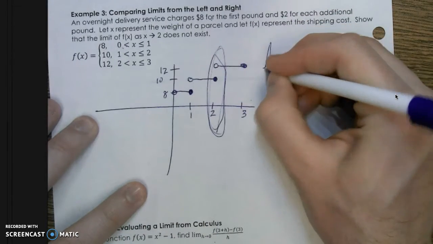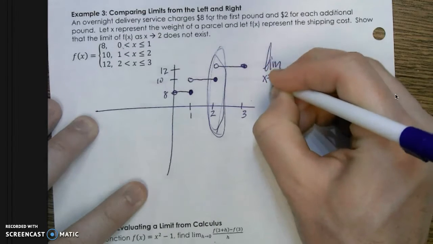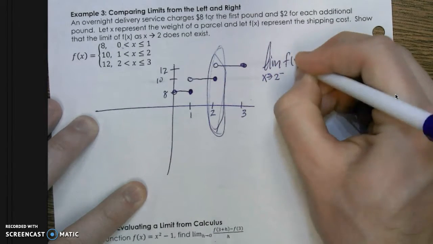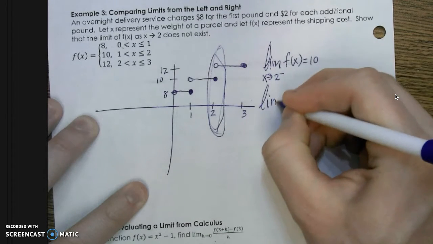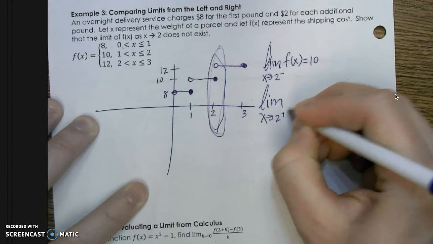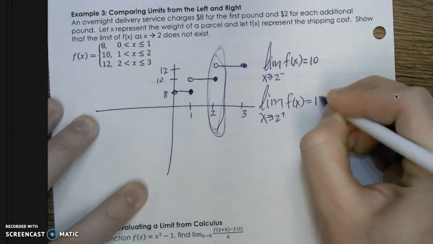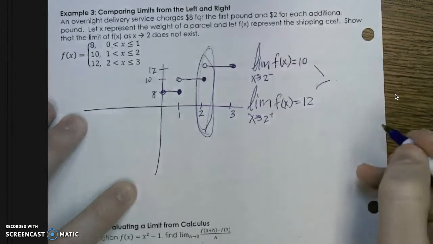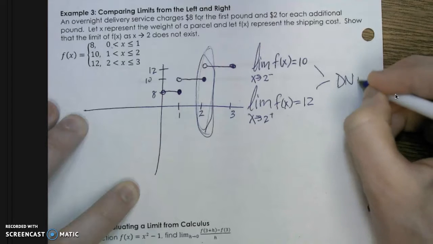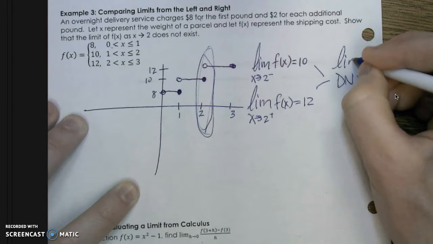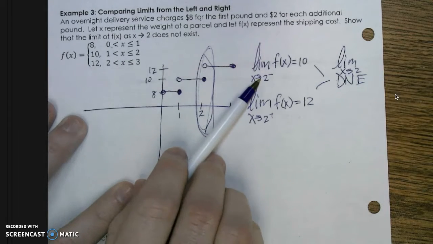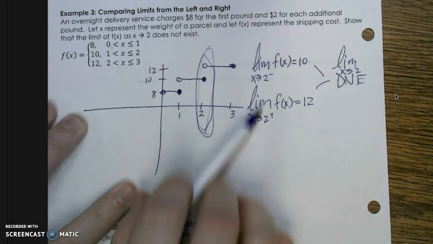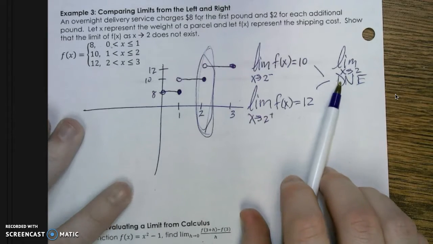And so we would say the limit as x approaches 2 from the left for the function is 10. The limit as x approaches 2 from the right is 12. And since they are not the same, then the overall limit does not exist for the limit approaching 2. It has a left-hand limit, it has a right-hand limit. Those are correct, but it doesn't have an overall limit at 2.